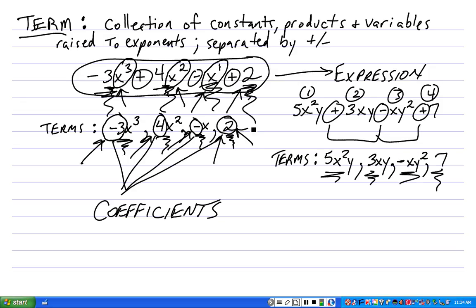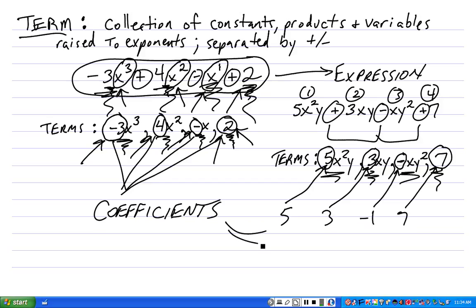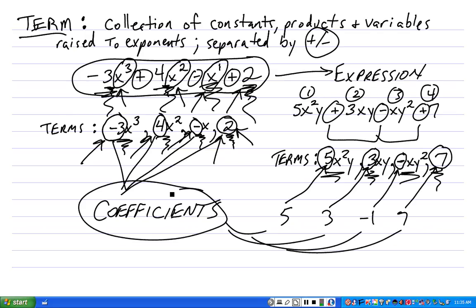If we're looking at our second example, then we would see that our coefficients would be positive 5, positive 3, negative 1, and 7. 5, 3, negative 1, 7. Again, those would be our coefficients. So I just want to make sure that we have a good understanding of terms and how to identify terms, and that terms are separated by plus and minus signs. Terms are made up of the variable and their exponent, but also made up of coefficients, which are the big numbers in front of the variable.